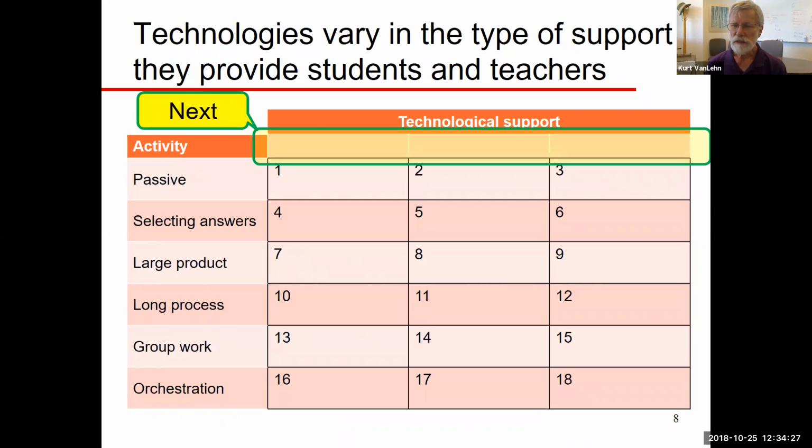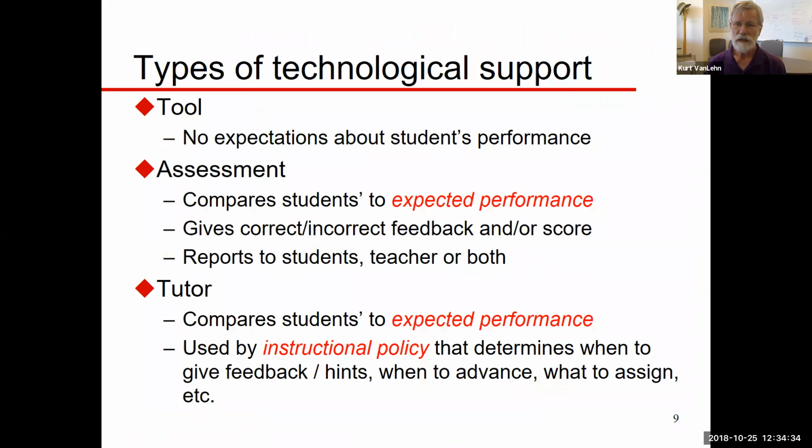Now we'll talk about the technological support dimension of this space. What I mean by that is tools versus assessments versus tutors. So a tool is a system that has no expectations about the student's performance. When you're using a word processor, it doesn't know what you're trying to do with it. When you're using a forum, for example, it doesn't know what the student's roles or tasks are, or anything. Those are all tools.